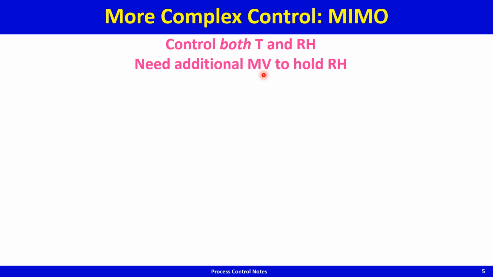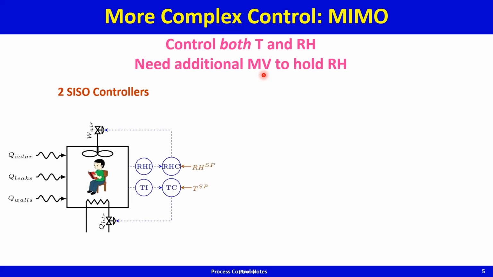So you need an additional manipulated variable to hold the relative humidity, and this additional control degree of freedom could be, for example, the rate at which air is being blown through the curtain of water. This is schematically depicted here using this fan. I could not show the curtain of water, but the idea is you're blowing air through a curtain of water so that the air is moisturized, and therefore the relative humidity is what you want it to be and doesn't go too low.